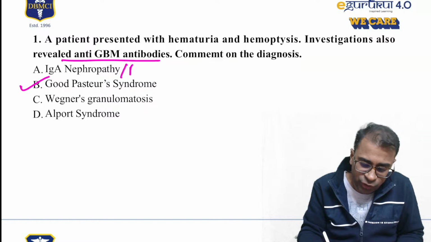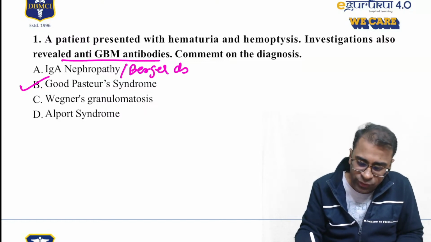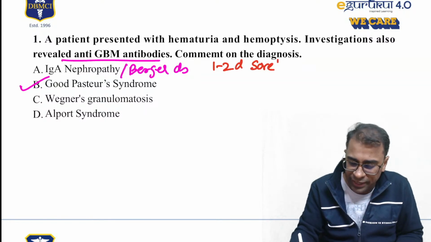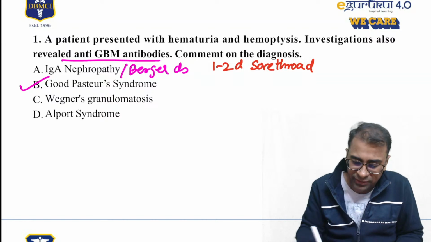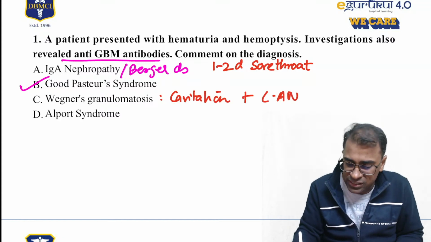Look, IgA nephropathy is also called Berger disease. It produces gross hematuria, and one to two days of sore throat is what you see in IgA nephropathy. If the question was about Wegener's, it will show you lung cavitations in the lungs, and along with that will show you C-ANCA.